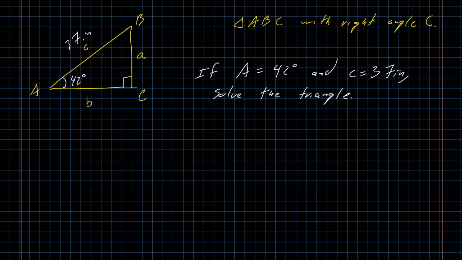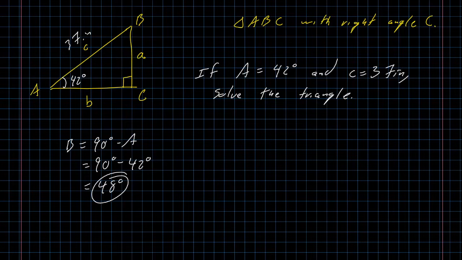All right. In a triangle where you are given an angle, figuring out the other angle is pretty straightforward. Right? Angle B is 90 degrees minus angle A. And 90 minus 42 is 48 degrees. Now we want to look at the two unknown sides.